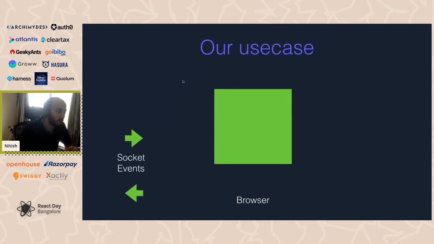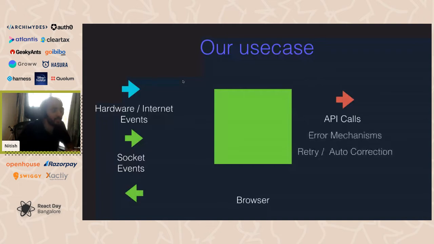So we had a bunch of socket events from the hardware reader, which would give us certain data points. Then we had internet events like disconnections, and hardware events like disconnections. And of course, for any application to work, you also need API calls. And with the API calls comes the case of, if the API call fails, do I have an error mechanism? Do I need to have a retry? Do I need to have an autocorrection?